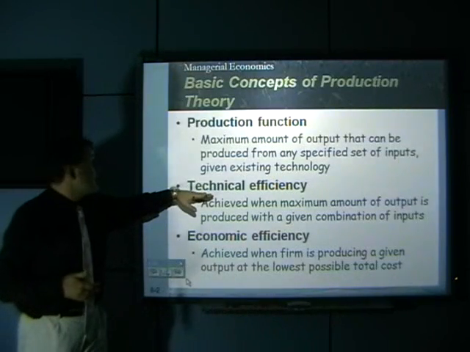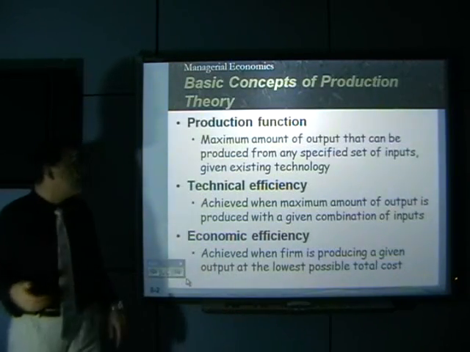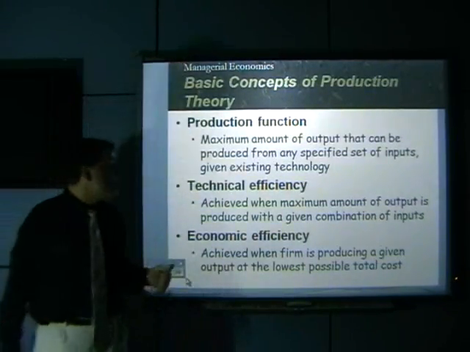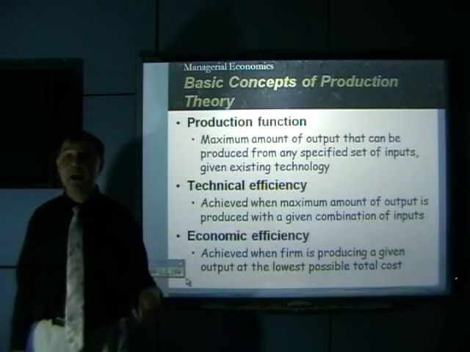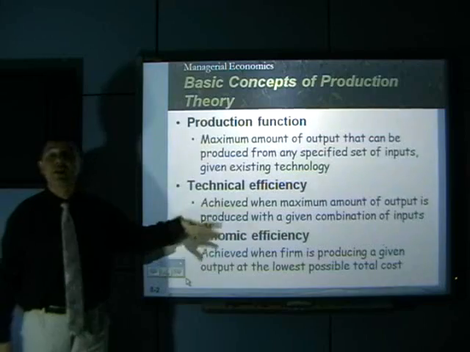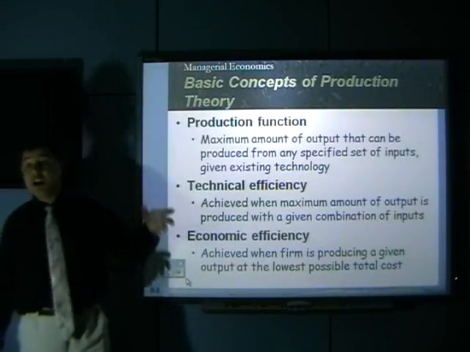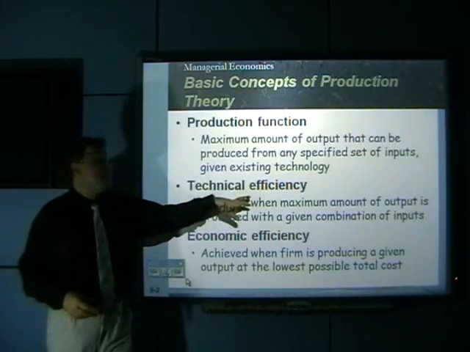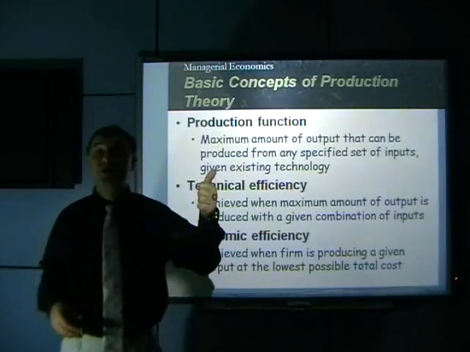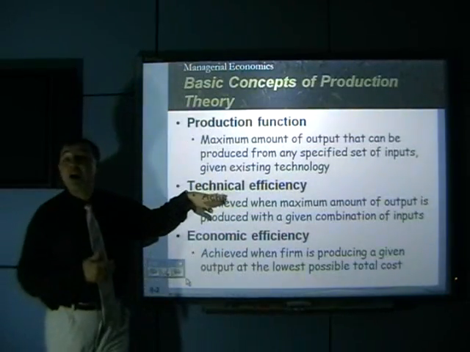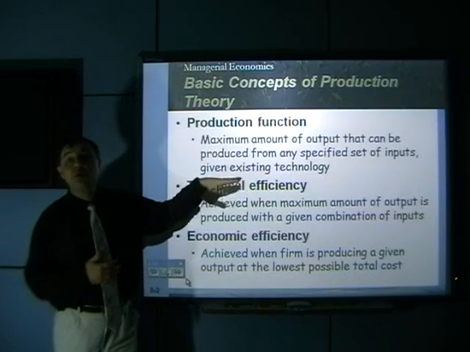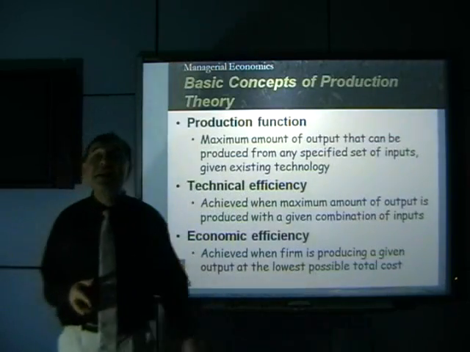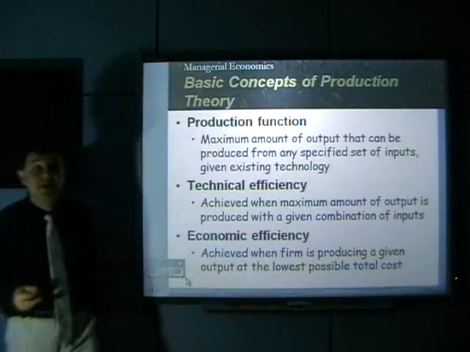This is also the second subtopic over here, technical efficiency. And this is achieved when you get the maximum amount of output produced with a given combination of inputs. So you provide a certain amount of inputs. What is the maximum output? When you are producing maximum output, you say that you are at the technically efficient point, or that you are producing efficiently. Alright? And then you have economic efficiency.